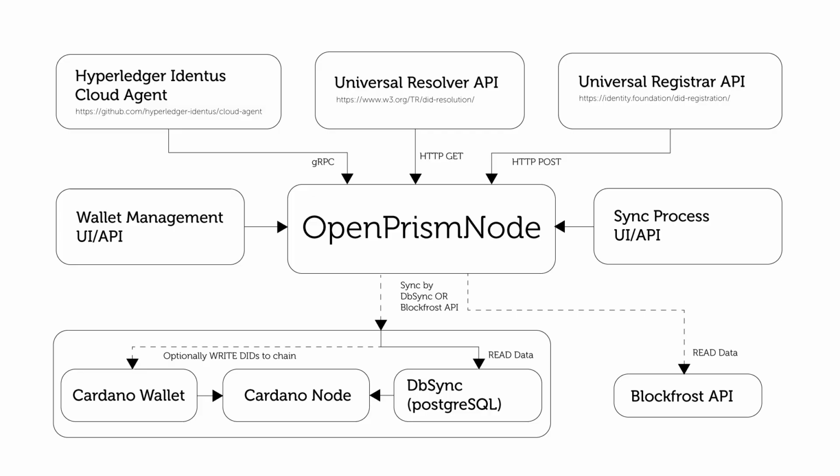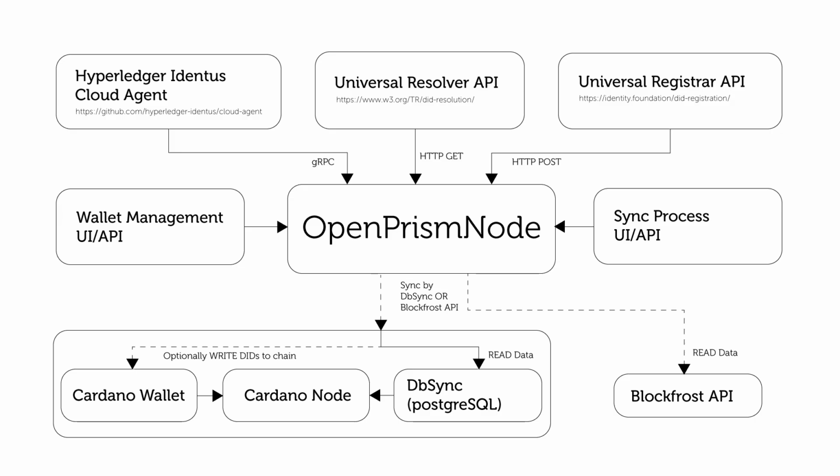Now let's see how we can create a new DID. As I mentioned earlier, the requirement is that the Cardano wallet is hooked up correctly. If so, we have two options to create a DID, either by using the API or the Identus Cloud Agent. Let's start with the API, as this doesn't require any other software.